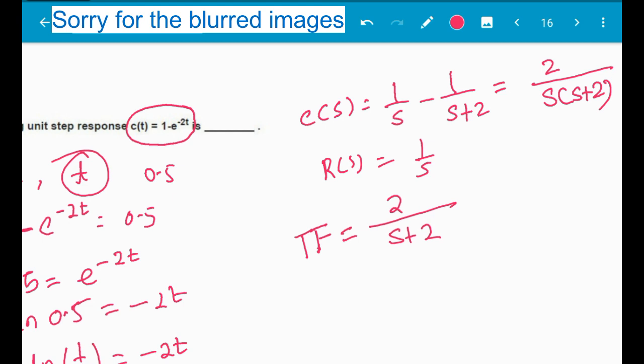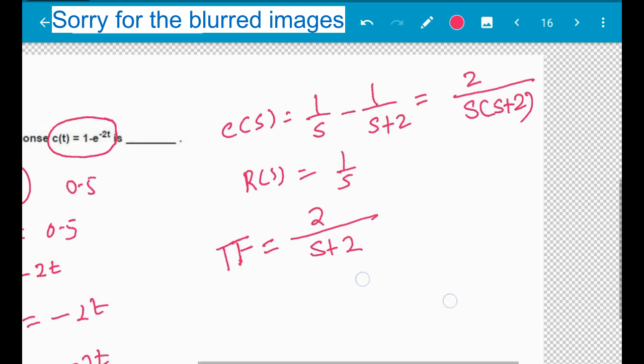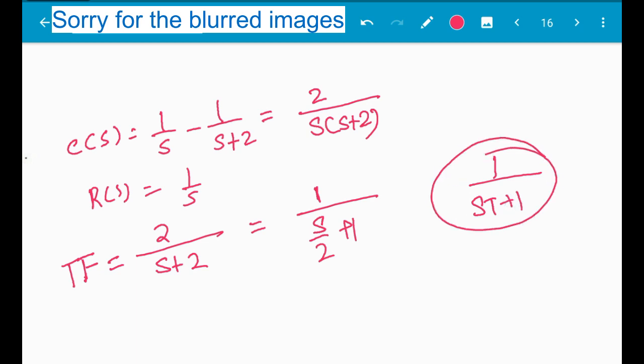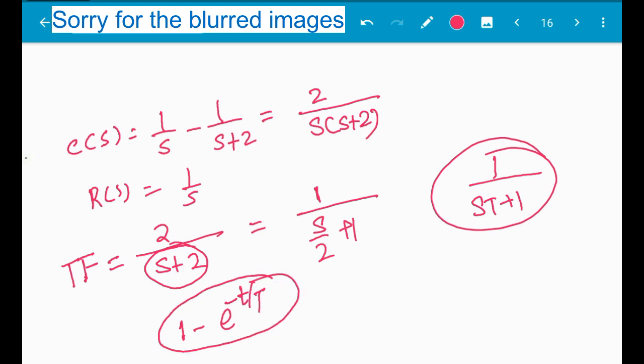It can also be represented like 1 by (s by 2 plus 1). In a first order system, the transfer function is represented like 1 by (sT plus 1). Here s has order 1. So this is a first order system. And the output of a first order system is given as 1 minus e to the power minus t by capital T. Here T is the time constant.